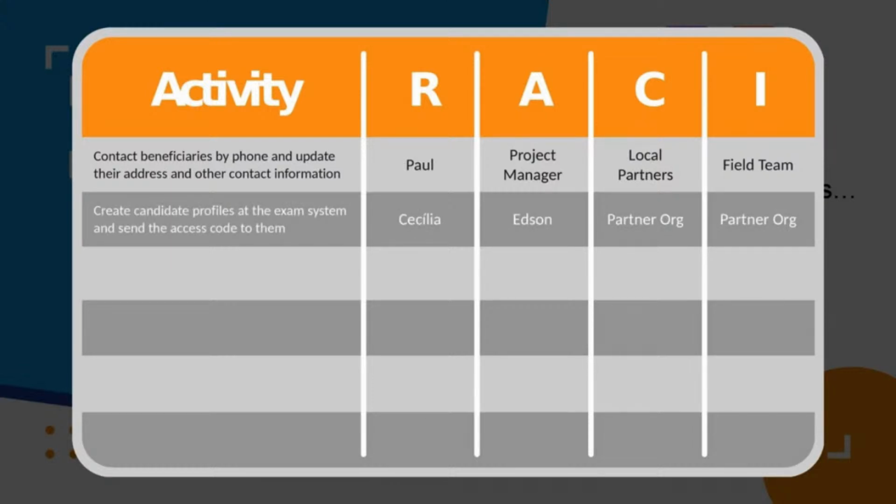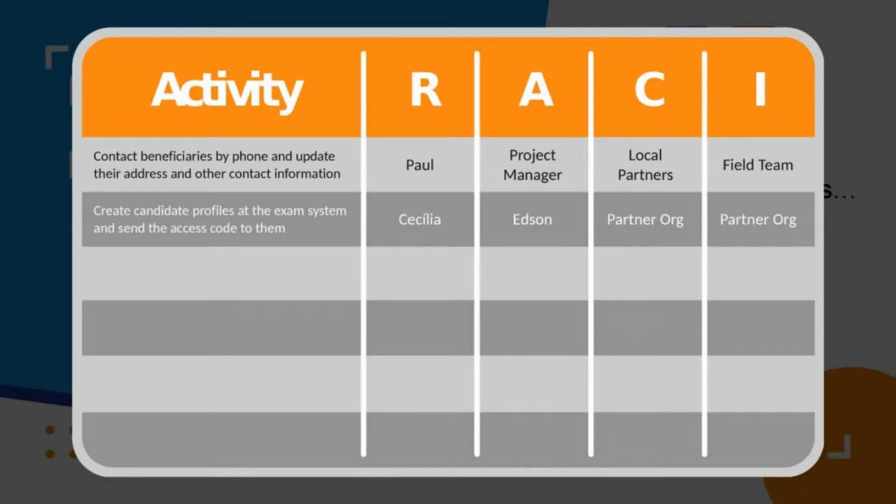The next task is creating candidates' profiles in the exam system and sending them the access code to take the exams. The responsible person is Cecilia. So she is the one responsible to create the candidate profile in the system and send them the codes. The approval person is Edson. So once all the profiles are created, all the codes are sent, Cecilia will talk to Edson and let him know that the task has been completed, and Edson will approve, disapprove, or send it back to Cecilia.